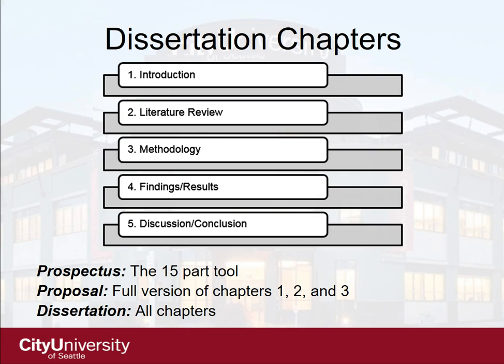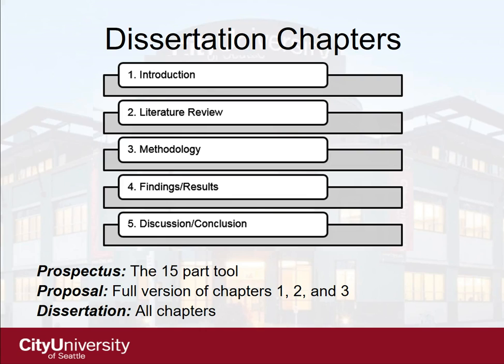Now, dissertation chapters. Here at CityU, we have a standard 5-chapter dissertation, and you'll see the components of it here. The first component is your introduction, and these correspond to the chapters, by the way. The second chapter is your literature review. Chapter 3 is your methodology. Chapter 4 is going to be your findings, your results, and chapter 5 is your discussion or conclusion.